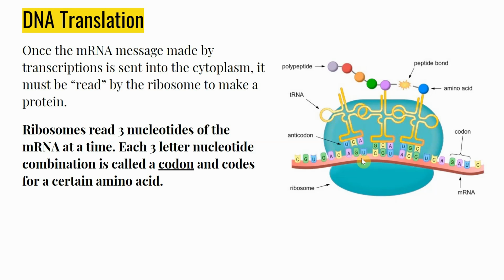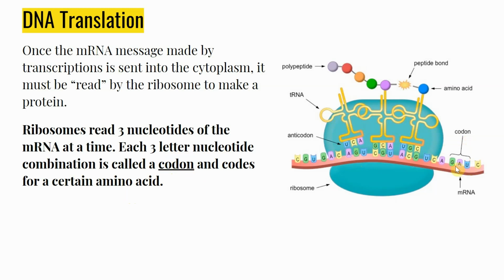On our mRNA, we have our letters here, and these are representative of the RNA nucleotides that are built into our mRNA: C, G, U, A, which are cytosine, guanine, uracil, and adenine. When the ribosome is reading, decoding, or translating the code on this mRNA, it's going to look at 3 letters at a time. Each 3-letter nucleotide combination is called a codon and codes for a certain amino acid. This word codon is really important. I underlined it. It's a really important vocab word.